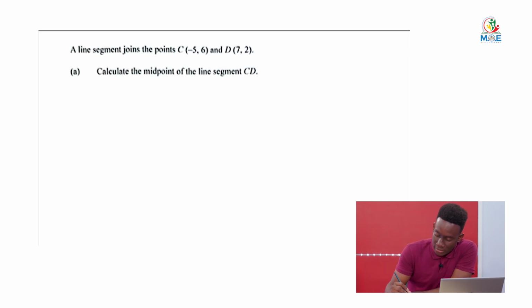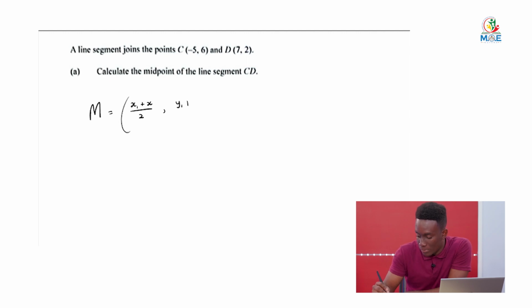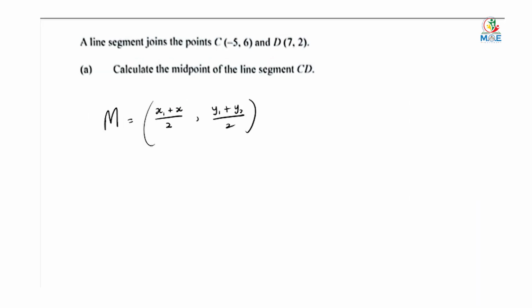So to find the midpoint, use a capital M. The midpoint would, of course, be a point. The formula to find the midpoint is (x1 plus x2) all divided by 2, comma, (y1 plus y2) all divided by 2. So let's label this x1, this y1, x2, and this would be y2. Let's substitute our values now.